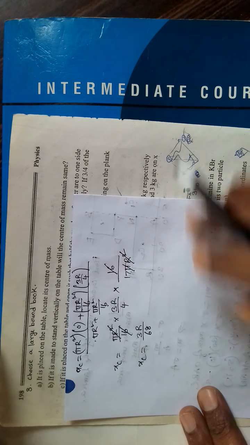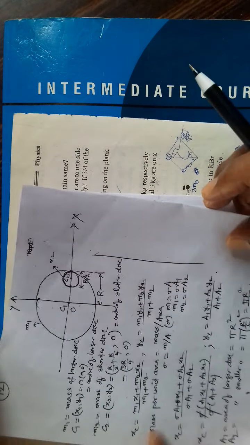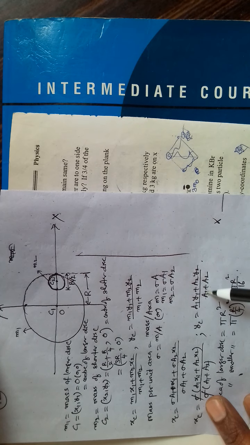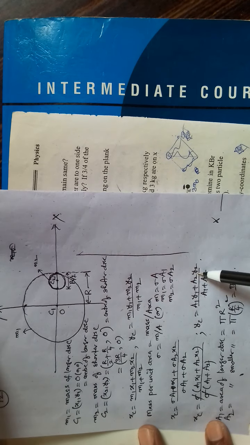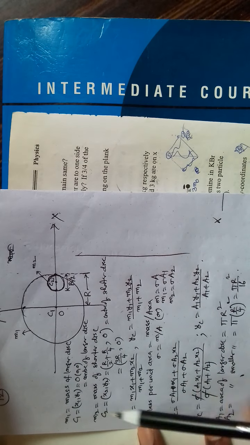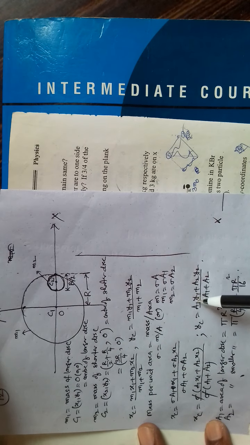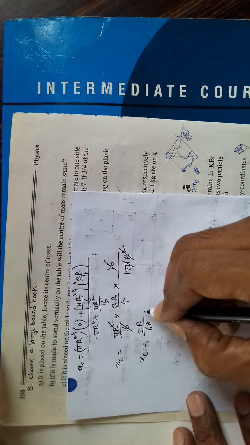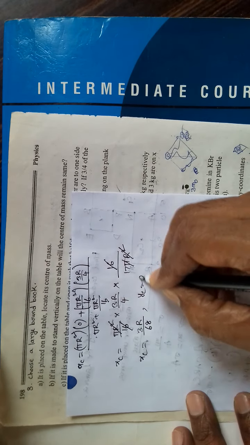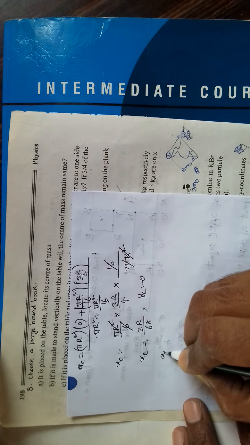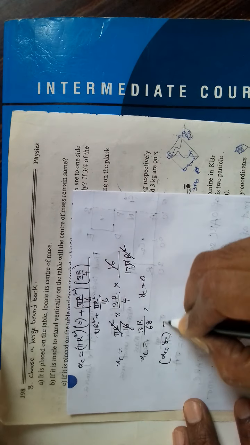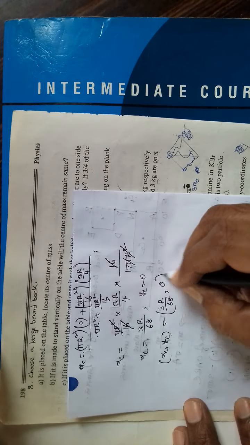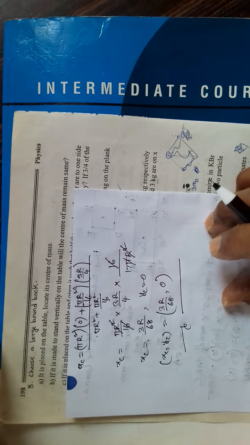Now we have to find Yc. To find Yc the formula is this one, A1 Y1 plus A2 Y2 by A1 plus A2. But Y1 Y2 here, Y1 is 0 and Y2 also 0. So this 0 means entire Yc also becomes 0. So the center of mass becomes 3r by 68 by 0. So this is the answer.